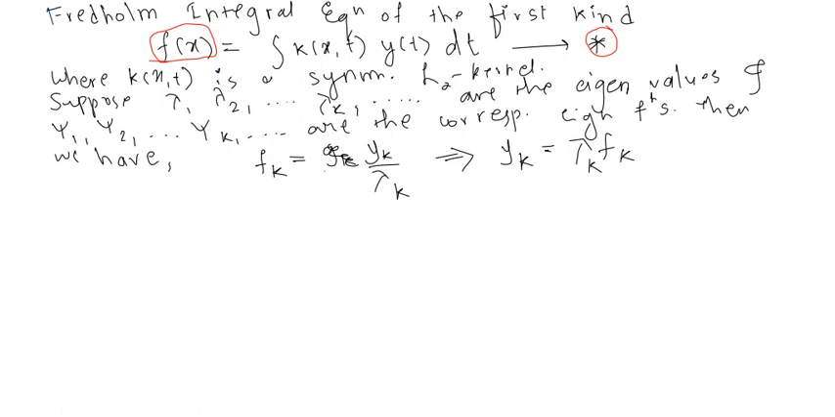Okay, then what was the Hilbert-Schmidt theorem saying? It was saying that we can get such an expression for the function f of x. I think I used g of t instead of y of t in the Hilbert-Schmidt theorem. But you can understand it, it is just a change of notation.